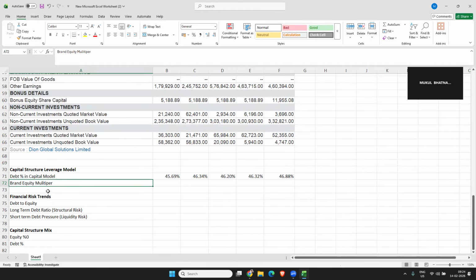The next thing is equity multiplier. So how do we calculate equity multiplier? Let me write the formula here for you for the purpose of reference. So equity multiplier is total assets divided by shareholder funds.